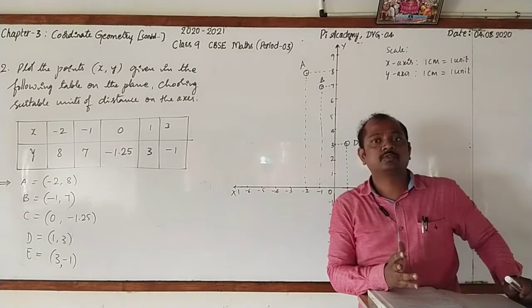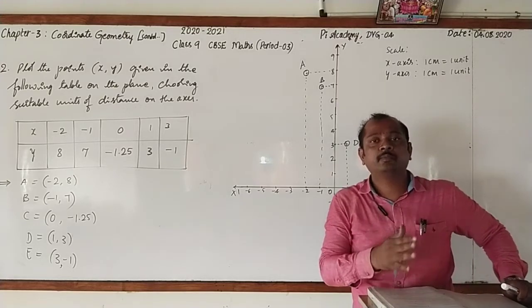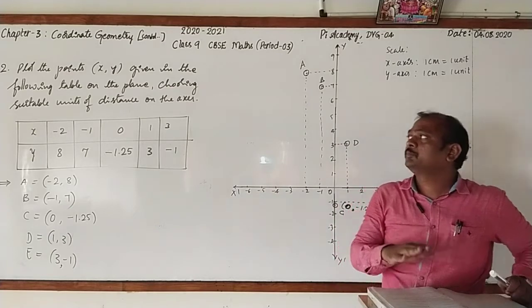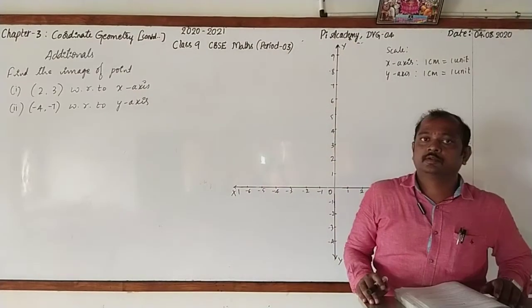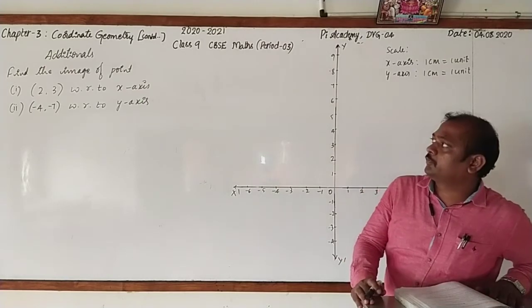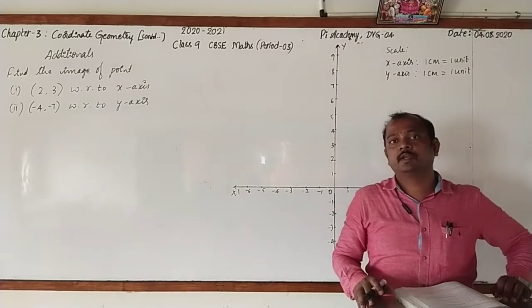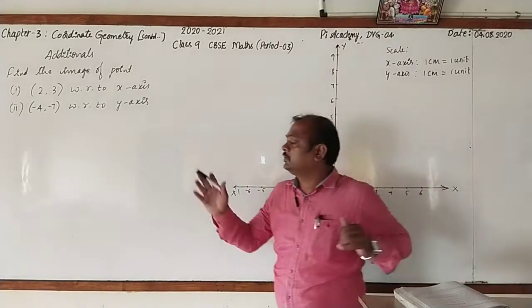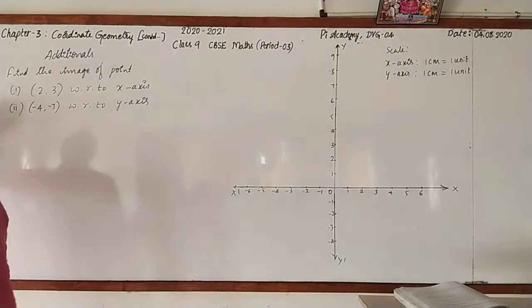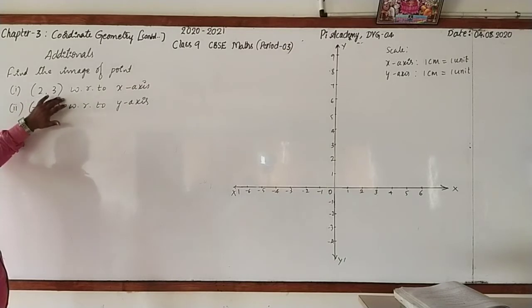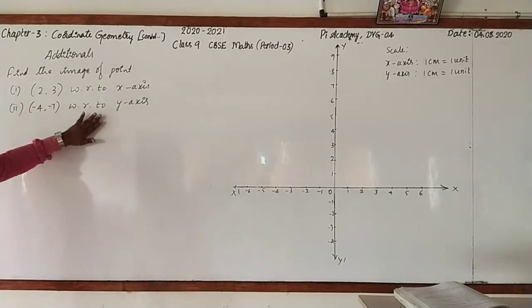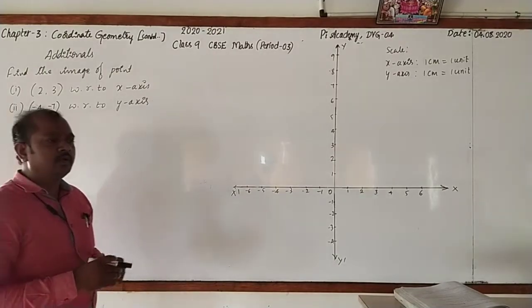Now we will move on to some of the additionals from different reference books. Before that, please go for copying this. Dear students, now we will move on to some of the additionals. The first question, it is like this. Find the image of the points 2, 3 with respect to x-axis and -4, -7 with respect to y-axis.